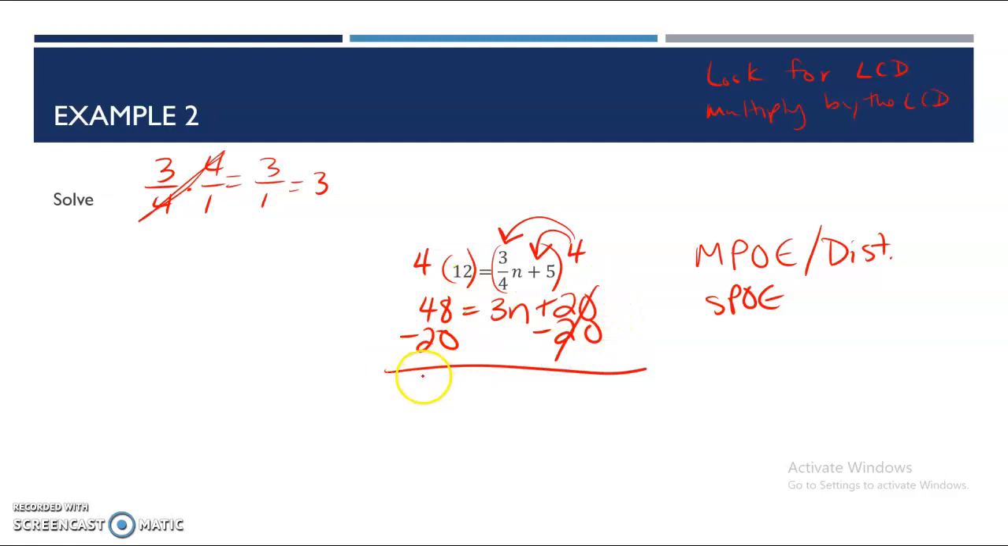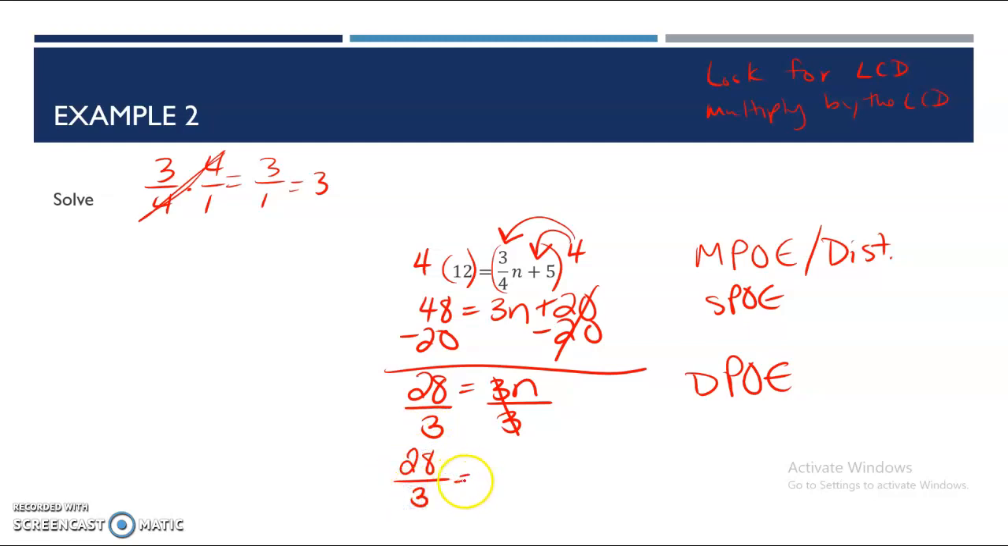48 minus 20 is 28. And then I'm going to do my division property of equality, and we're going to divide by 3. And 3 does not divide into 28 equally, and they don't simplify. So my improper fraction would be 28/3. So 28/3 equals n, or n equals 28/3.